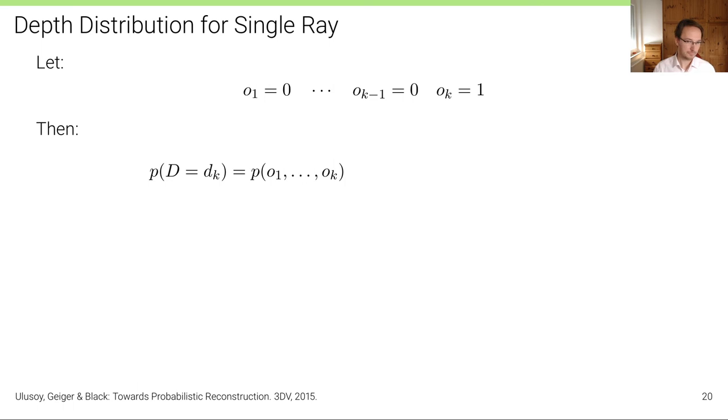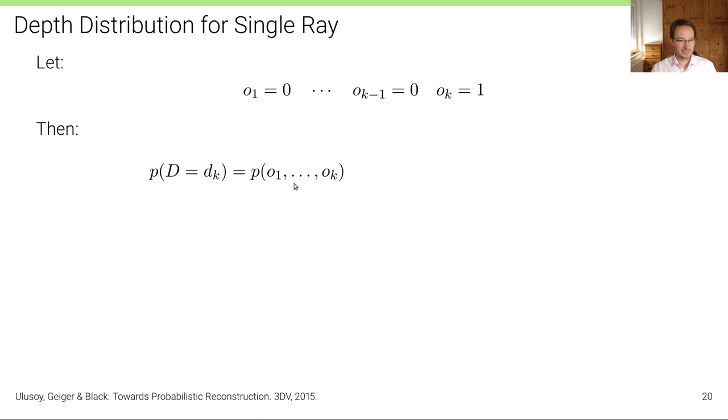So let's consider again the depth distribution for a single ray and assume that we have this particular configuration. We assume this without loss of generality. It could be any of the voxels that is the first occupied voxel, but here we assume that the kth voxel is the first occupied voxel. The consideration that we're doing here holds for all k's being the first occupied voxels. If this holds true, then the probability of d being equal to d_k is of course the probability of this constellation, because we have assumed o_k is the first occupied voxel, where d takes d_k, corresponding to o_k.